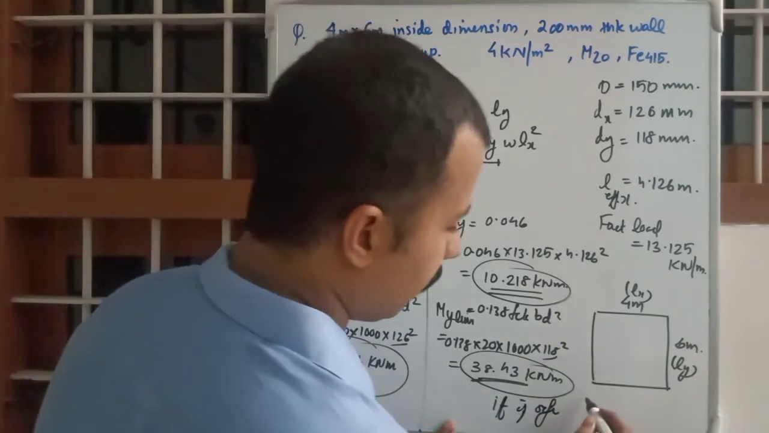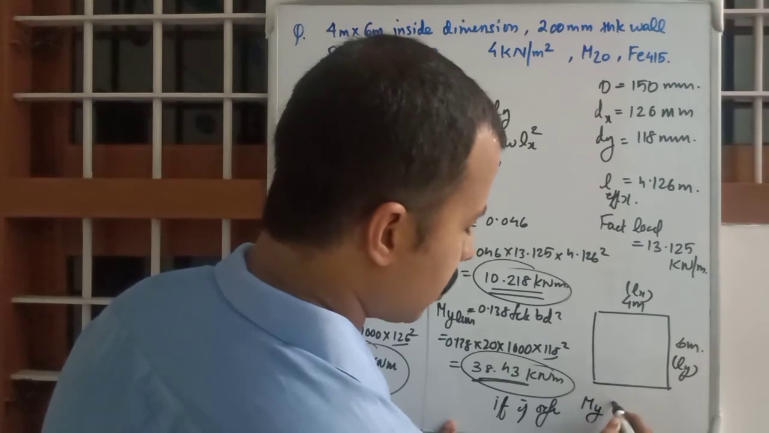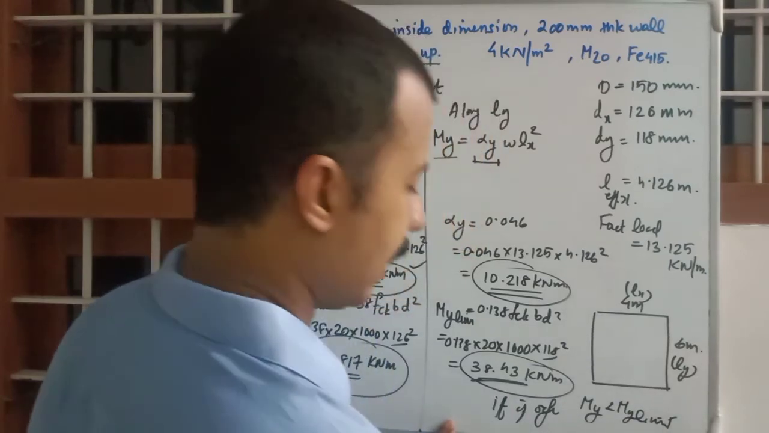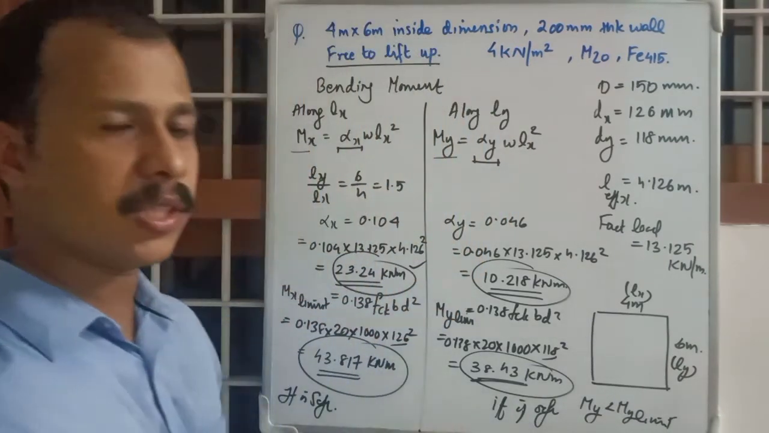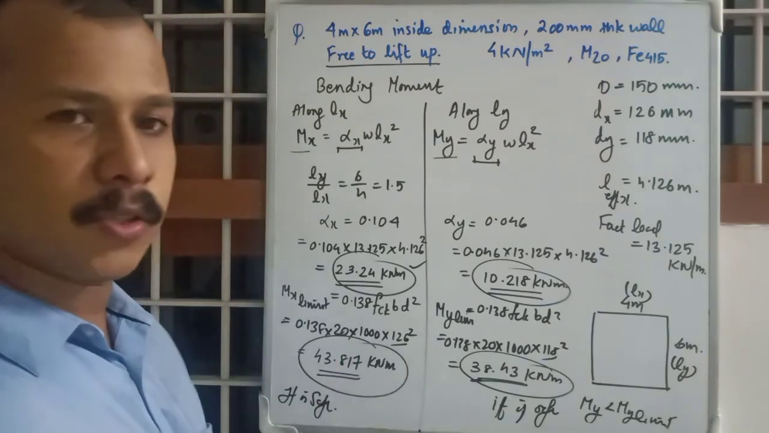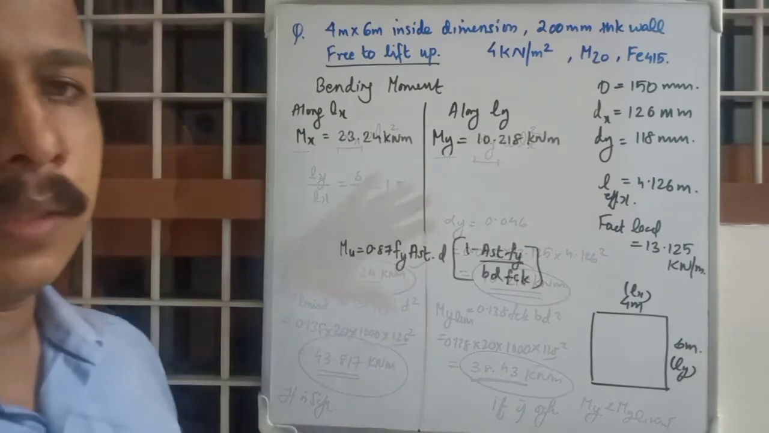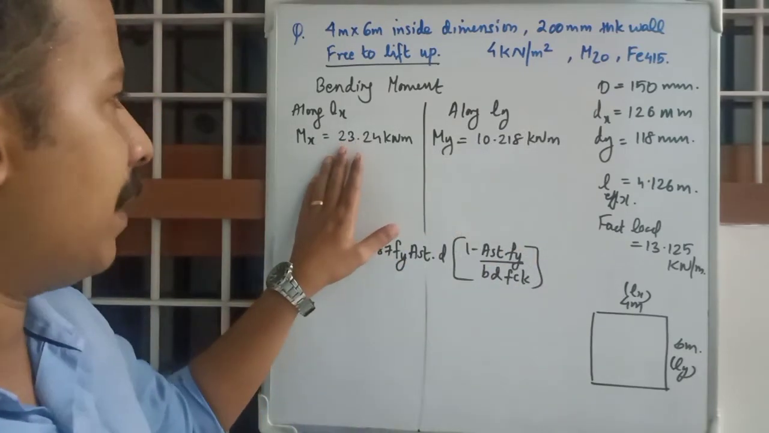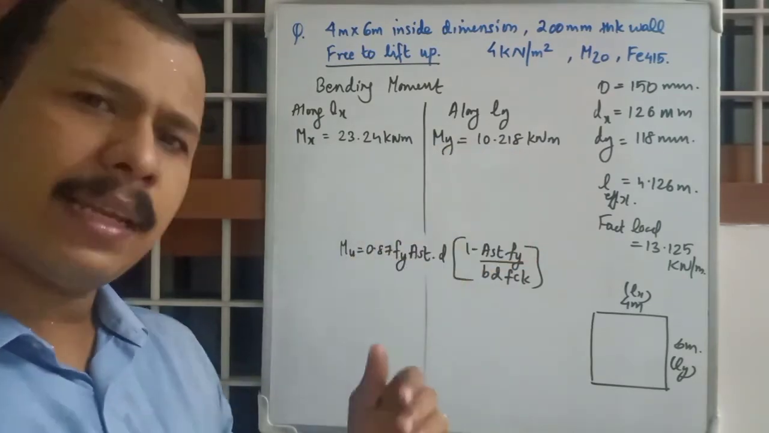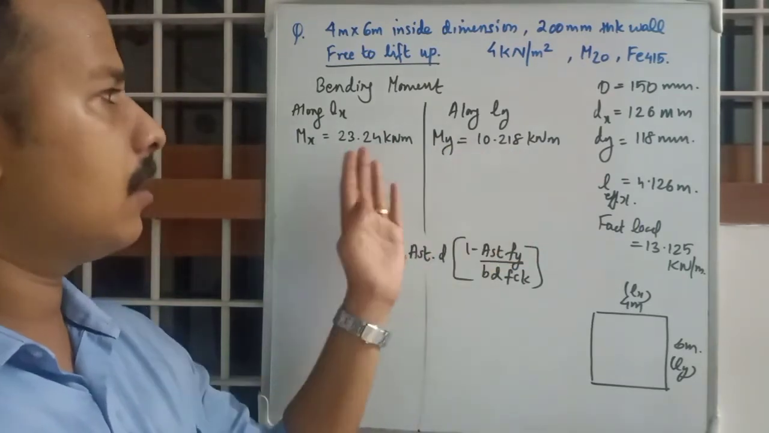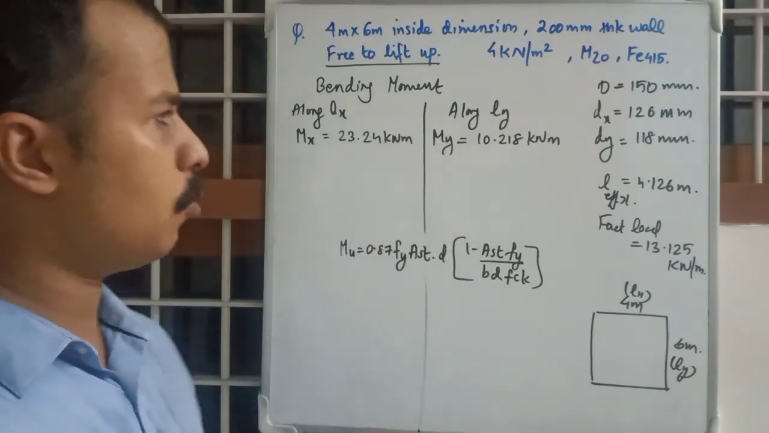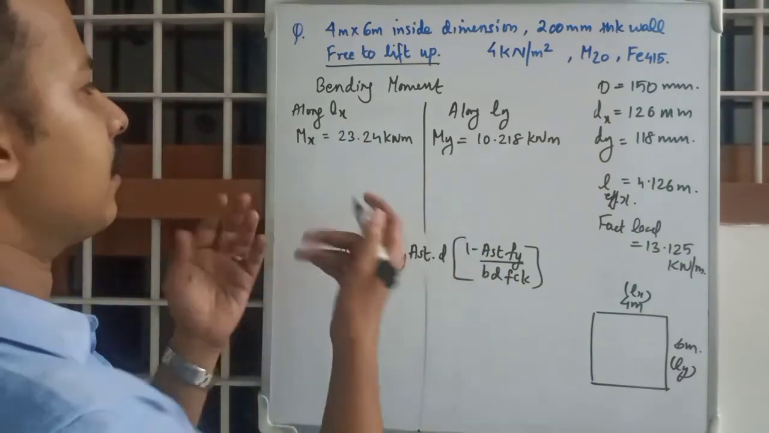Mu is less than Mu limit, hence it is under reinforced. Okay, so that is a statement to be written. So this is the inference. You have Mx and My values less than the limit value. So these are the governing values that can be used for the reinforcement design. So what you will do next, you will calculate Ast, that's it.